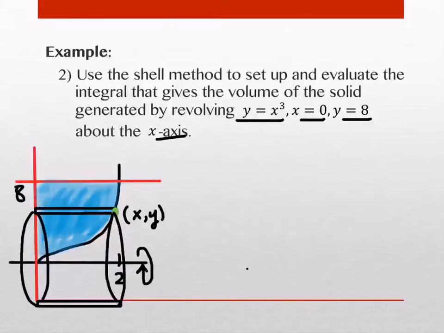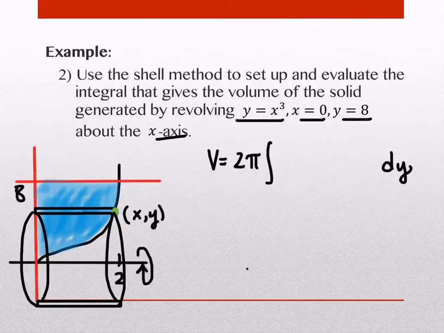Okay, so on this one, am I integrating this with respect to x or y? It's actually y on this one. Do you see the dy? So I've got 2 pi at the beginning. I'm integrating with respect to y, so I'll put dy at the end. What are my limits of integration on y? Yeah, 0 to 8, or 8 down to 0 if you prefer.